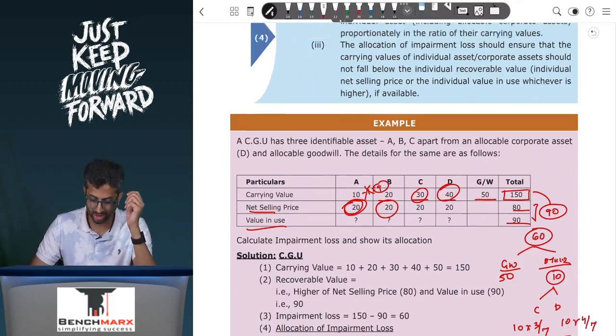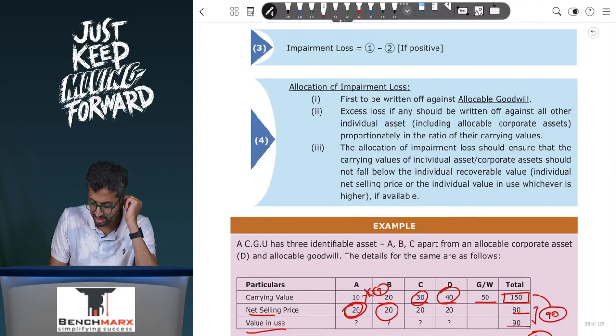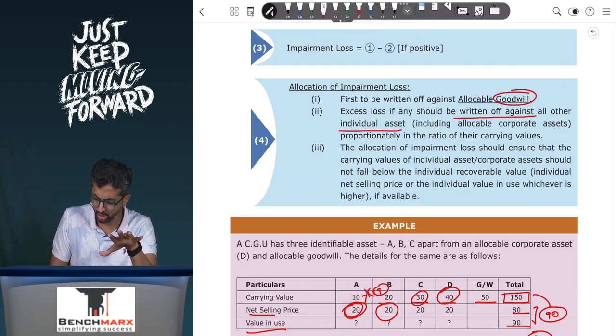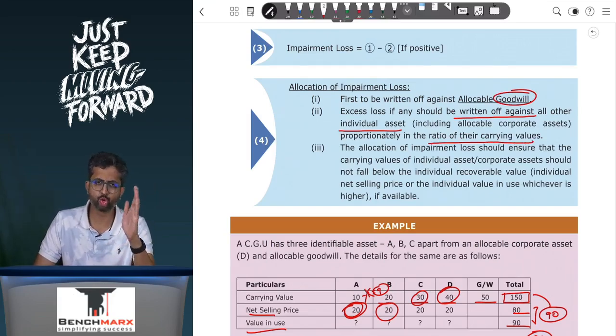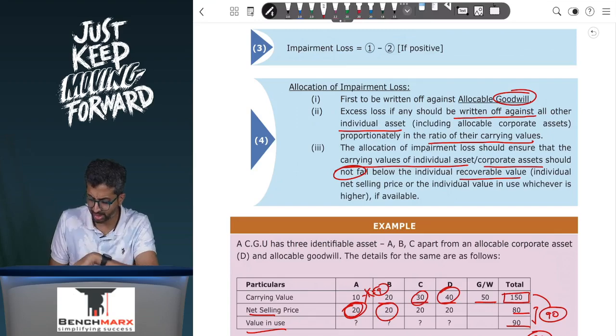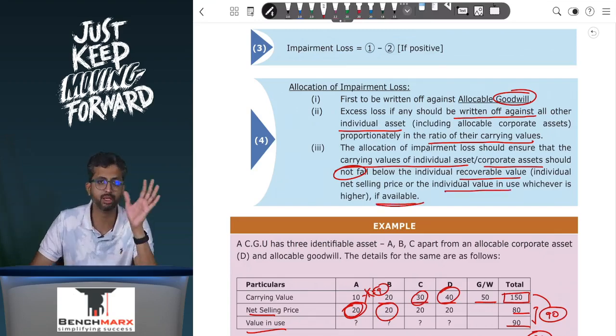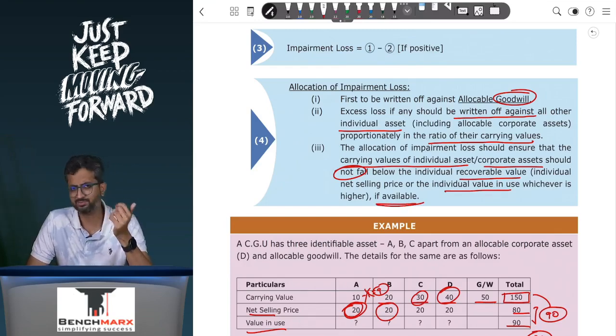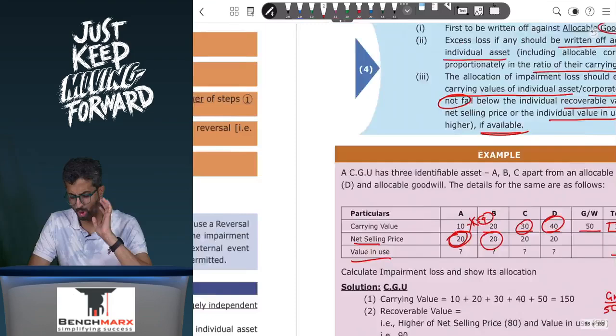So the law says you will allocate the impairment loss first against goodwill, allocable goodwill if any. Second, excess loss if any should be written off against all other individual assets, including corporate assets, in the ratio of their carrying values. So ideally it should go to A, B, C, D in the ratio of their carrying values, but the allocation should ensure that the carrying values of the individual assets or corporate assets should not fall below the individual recoverable value, that is individual net selling price or individual value in use, whichever is higher if available. So this is regarding the allocation of impairment loss.